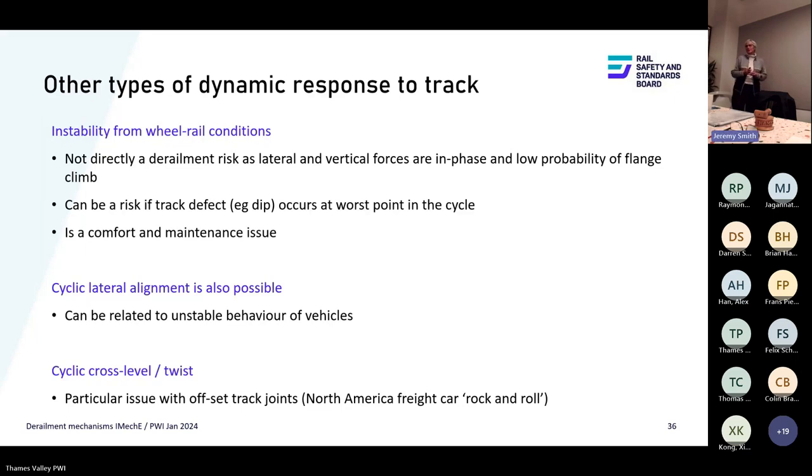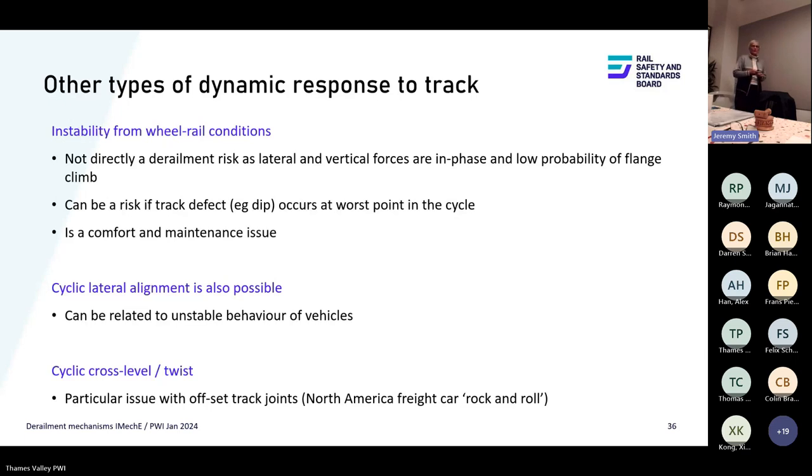It's a comfort issue, it's a maintenance issue for the rolling stock and for the infrastructure. Cyclic lateral alignment is also possible. If you've got unsteady behaviour, you can put that into the track. There have been, to my knowledge, two documented cases of unstable vehicles actually managing to shift the track sideways. But it's very rare. It does happen.